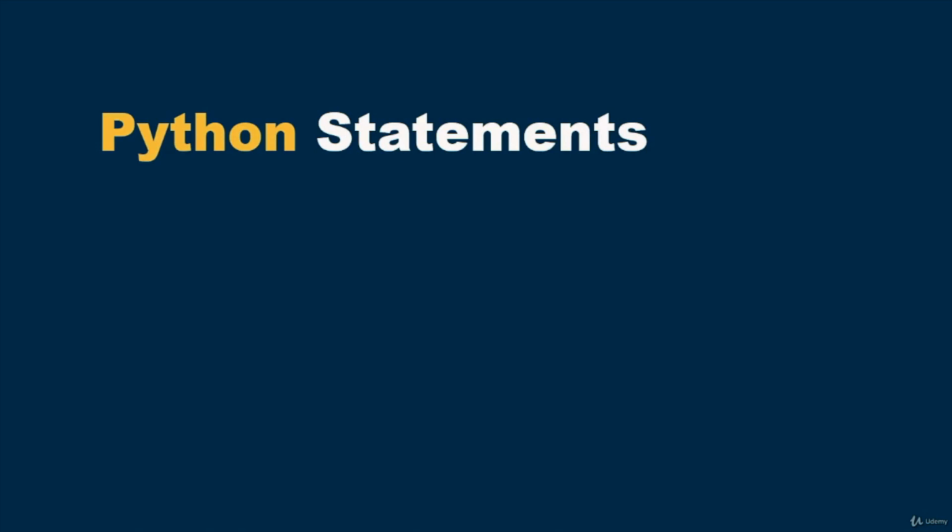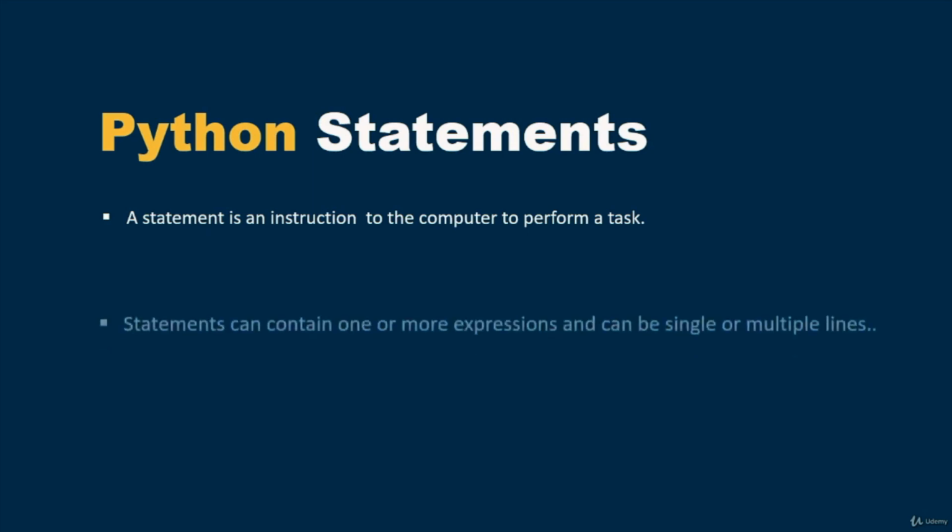Python statements are basically a set of instructions that you give to the computer to perform a task or a series of tasks. Python statements can contain one or more expressions. A statement can also be on a single line, or it can consist of multiple lines.